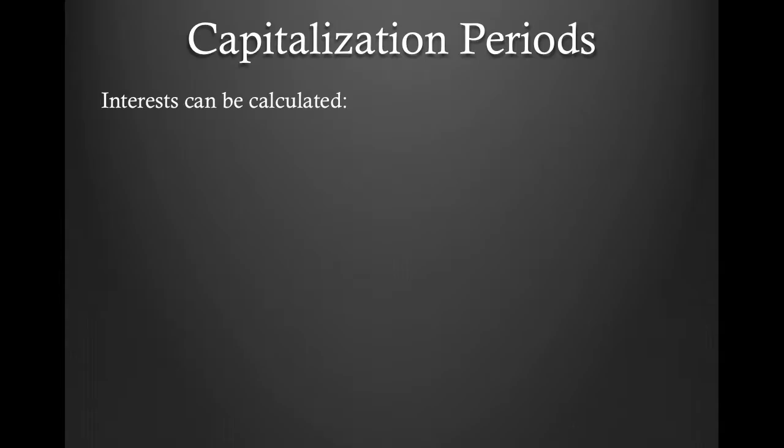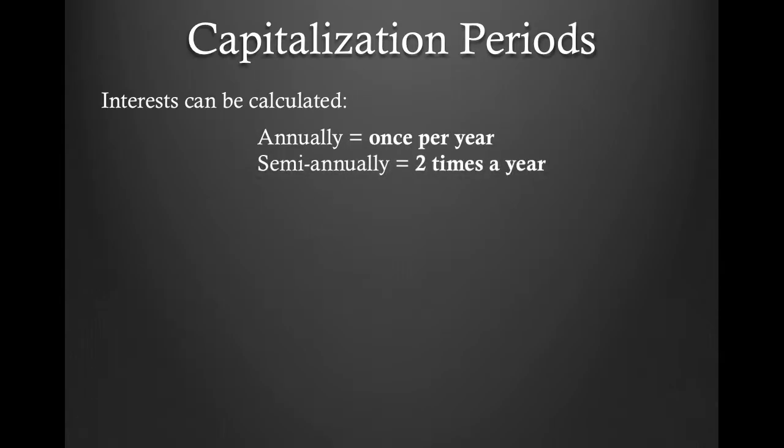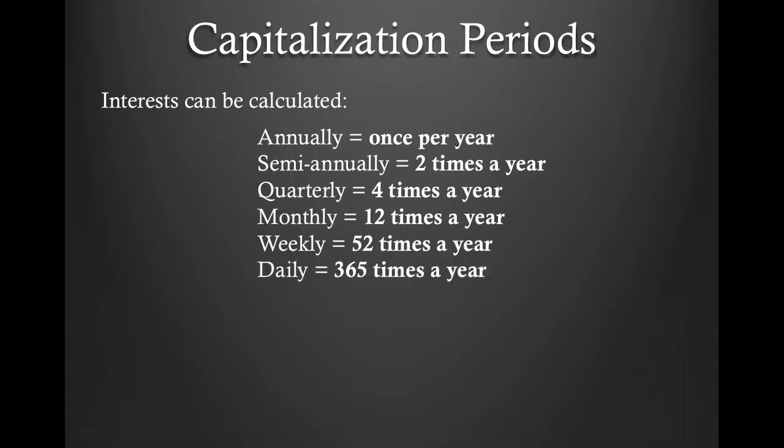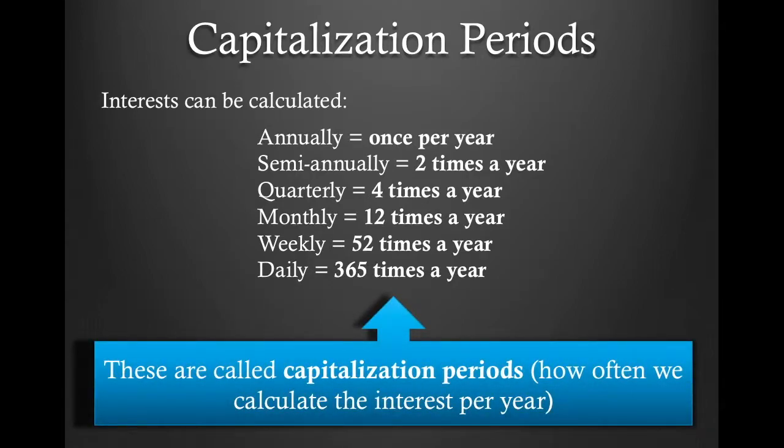Here are some capitalization periods. For example, interest can be calculated annually, meaning once per year, semi-annually, 2 times a year, quarterly, 4 times a year, monthly, 12 times a year, weekly, 52 times a year, daily, 365 times a year. Those numbers that I just gave you, going with semi-annually, quarterly, monthly, weekly, daily, are called capitalization periods. So that number is the capitalization period going with that term.